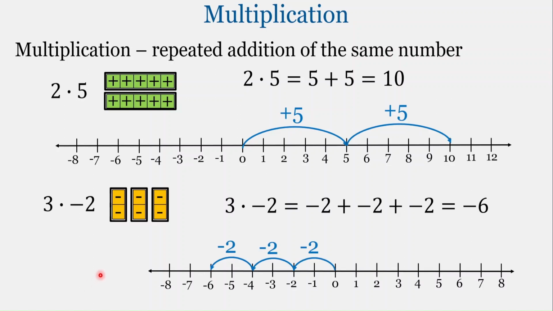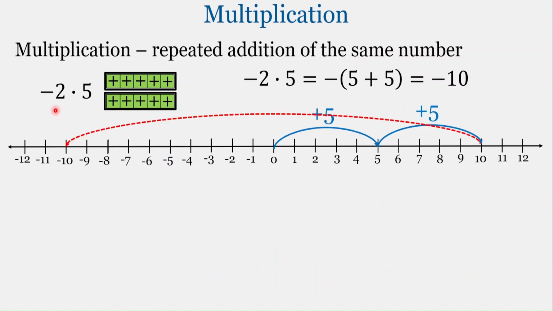We can also do this with negative numbers. Here, we are adding -2 to itself 3 times. So we have 3 groups of -2. So starting at 0, we're going to add -2 once, twice, and 3 times, ending with -6. Notice that when we multiply a positive times a negative, we end up with a negative.